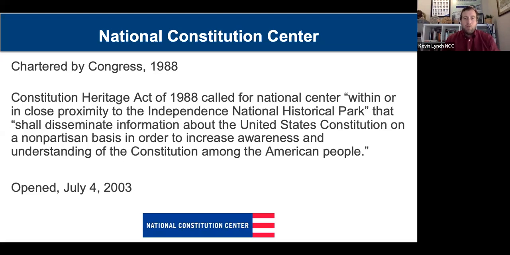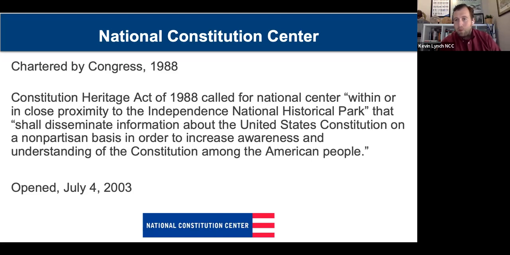But that second part, to disseminate information about the Constitution on a non-partisan basis, is one that we try to rigidly adhere to. We make sure that we're following this mission by bringing together scholars from across the political spectrum and presenting the best arguments on all sides of what in many cases now can be very contentious issues, allowing people to have access to all of the resources and to be able to come to their own conclusion.